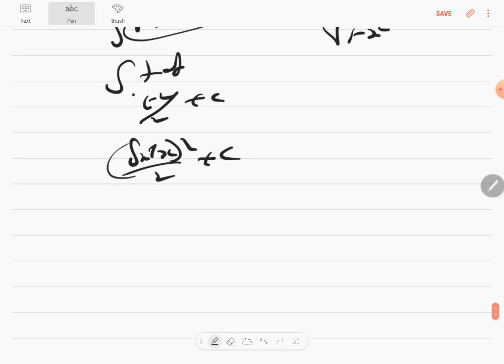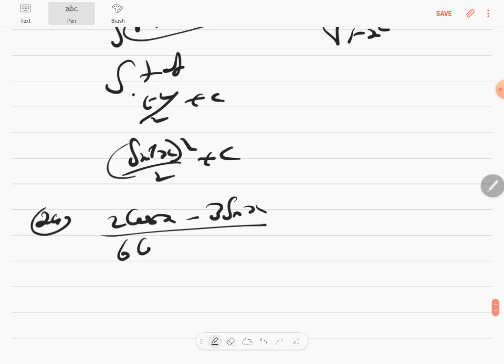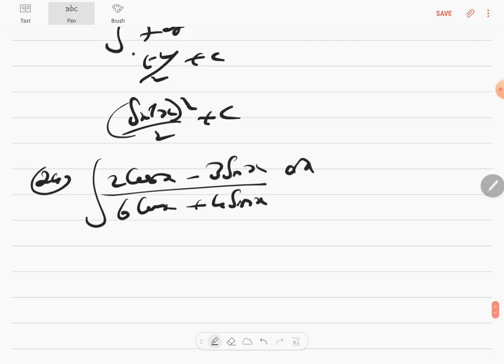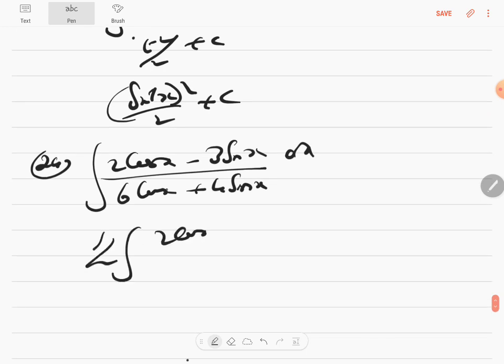Let's go to 24th question. The 24th question is 2 cos x minus 3 sin x by 6 cos x plus 4 sin x. The moment I see the sum, I know that I'm going to take a 2 out from the denominator: 2 cos x minus 3 sin x by 3 cos x plus 2 sin x.